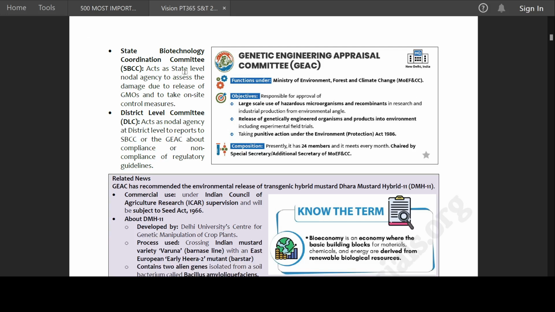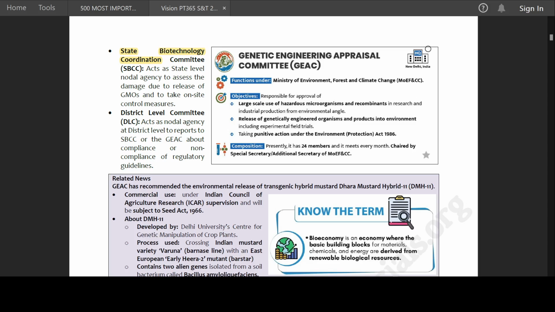The State Biotechnology Coordination Committee acts as a state-level nodal agency to assess the damage due to release of GMOs and to take on-site control measures. So in the state also there is a coordination committee. District level committees are also present, acting as a nodal agency at district level to report to the SBCC or the GEAC about compliance or non-compliance of the regulatory guidelines.